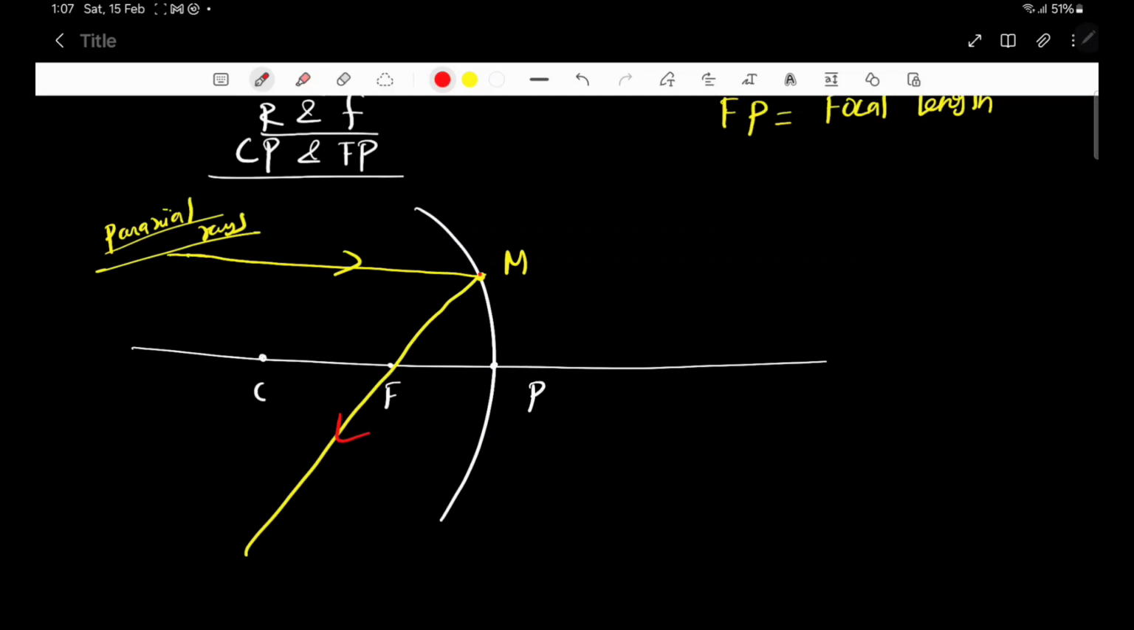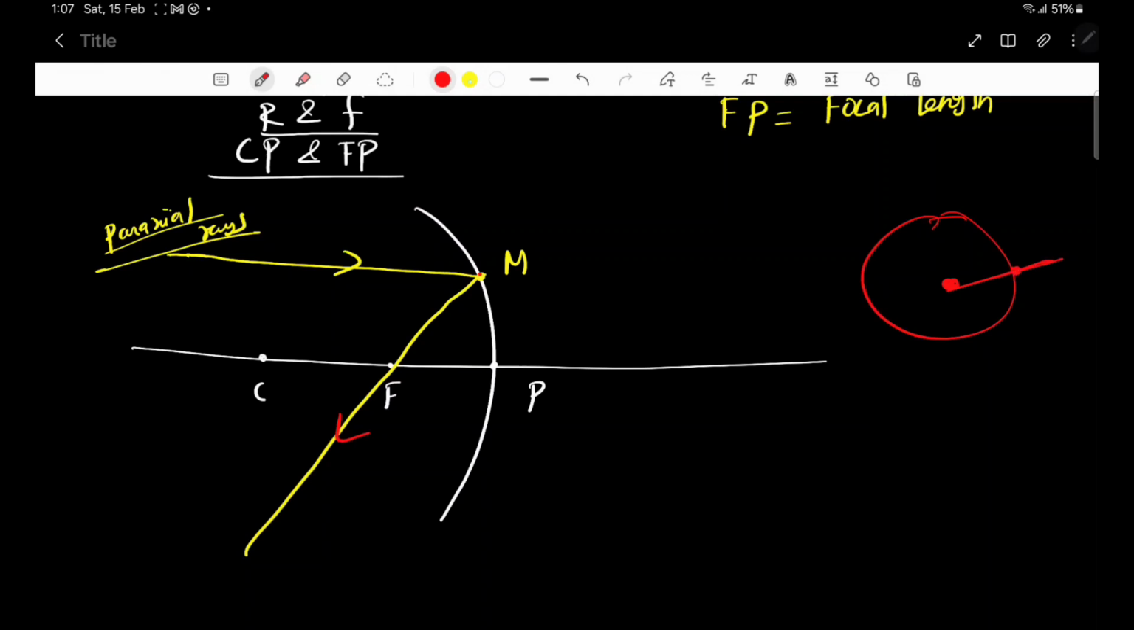How will you draw the normal line to a sphere? See, if you want to draw a normal line to a sphere at any point, you should join that point to the center of the sphere, because if you extend the radial line, the radial line is going to be the normal at this point.